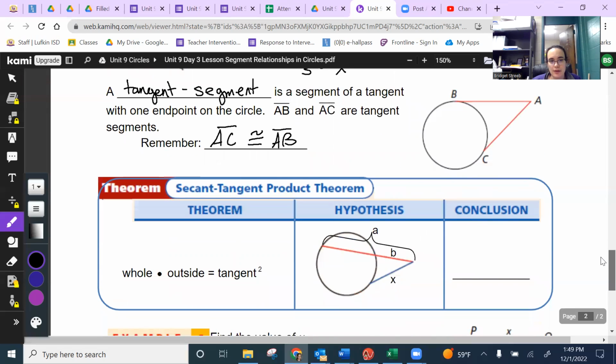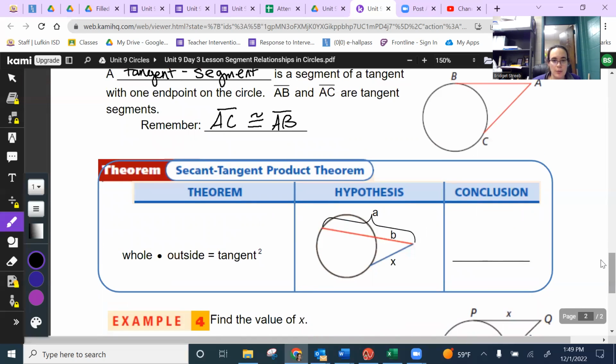So now we have a theorem that involves one secant segment, so that's this, and one tangent segment. So this one says that the outside of the secant segment times the entire length of the secant segment equals the tangent segment length squared. So in this case, that would be B being the outside times A being the whole, equaling x squared.